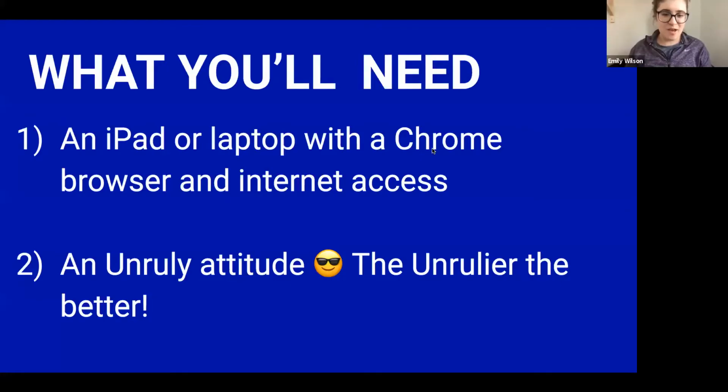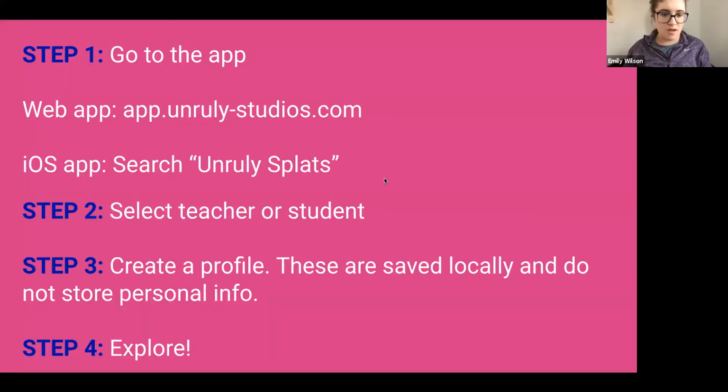Like Lauren said, the two things that you really just need are a laptop, it doesn't matter what the brand is, or a Chromebook, or an iPad. On the iPad, you're going to download the app by typing in Unruly Splats, and it'll come up in the search. For our web app, you're going to type in app.unruly-studios.com and it will take you to our web app, which we're going to be spending quite a bit of time in today. I'm going to post in the chat if anybody wants to join us.